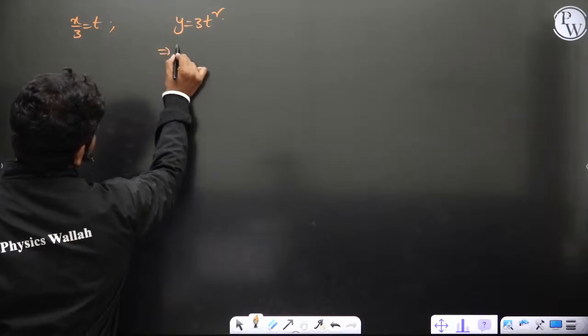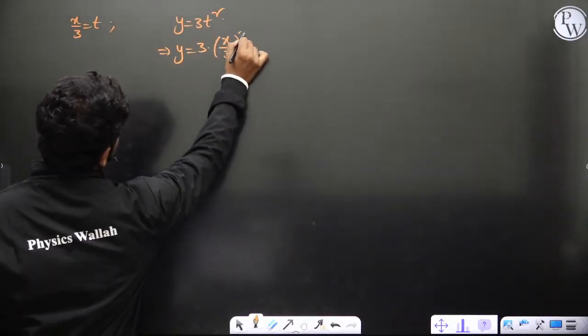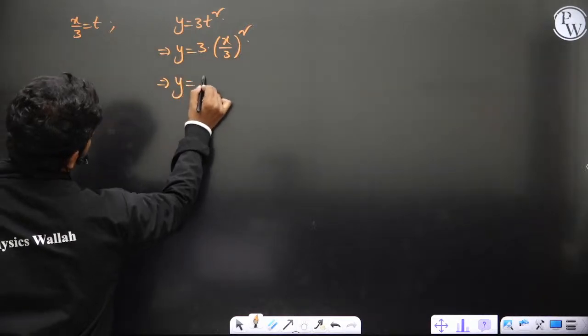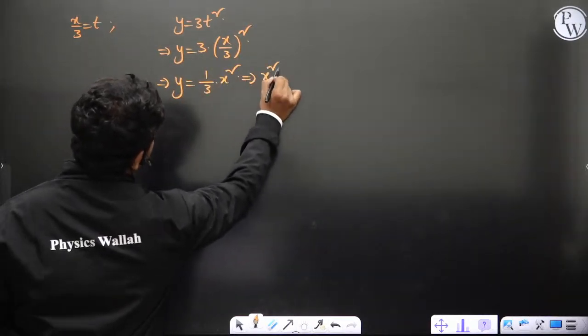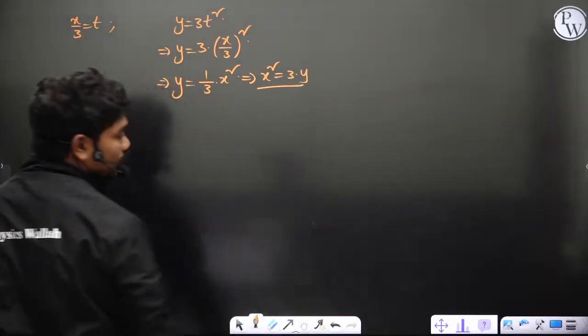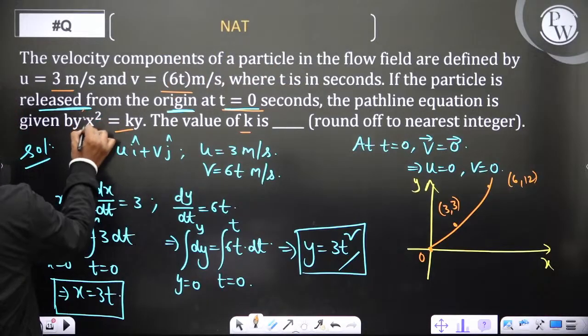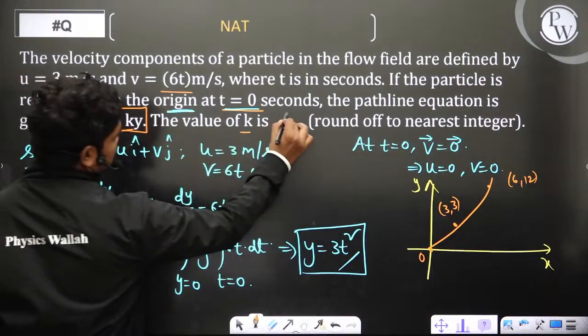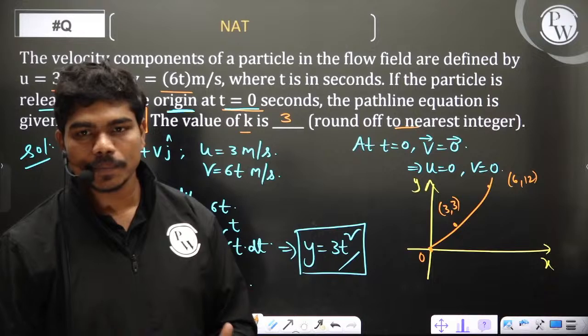And the relation between t and x at any point is 3 into (x by 3) whole square. So y is equal to 1 by 3 x square, or x square is equal to 3y is the actual path line. This is a parabolic profile. So x square is equal to 3y, x square is equal to ky is given, so k is 3, nearest integer, so k value is 3. Did you understand how to do?